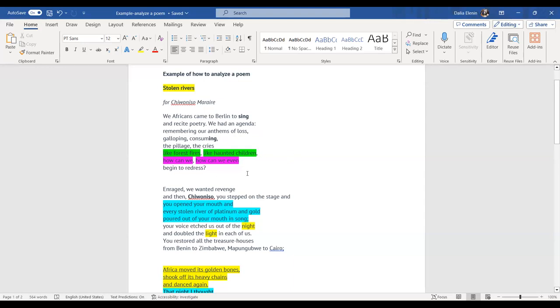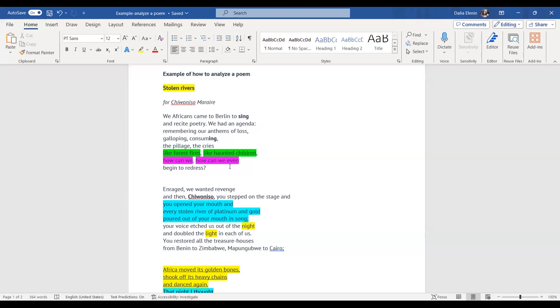What else can you see here? There is also repetition. You see the pillage, the cries, like forest fires, like haunted children. How can we? How can we? So repetition. Of course, here is repetition. And we always know that repetition is there to create a musical effect and at the same time to emphasize certain ideas, and also to drive readers to meditate and think over. That's a very good one.